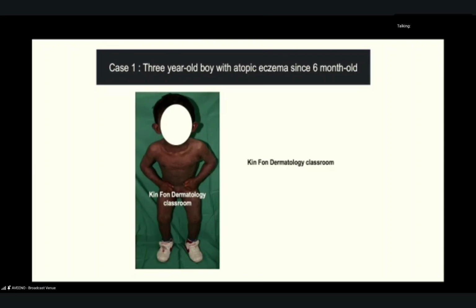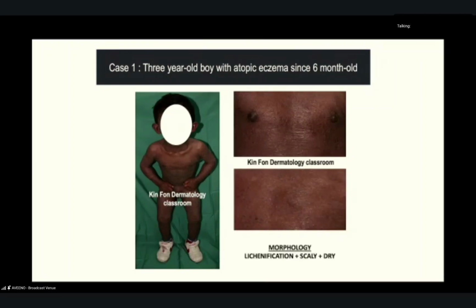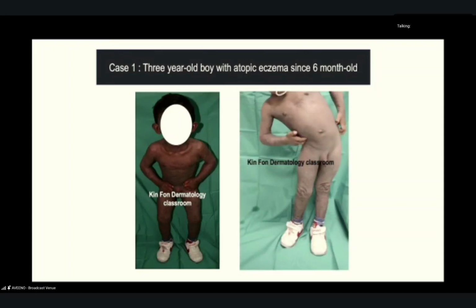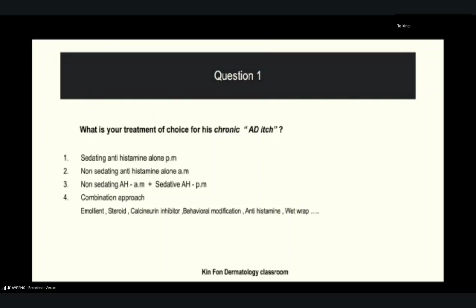So this is a 3-year-old boy with atopic eczema since the age of 6 months old and become lichenified, disturbing the whole family because he cannot sleep at night. How do you manage such a complicated condition when the itch becomes the hallmark and disturbs the whole family? So these are a few options.